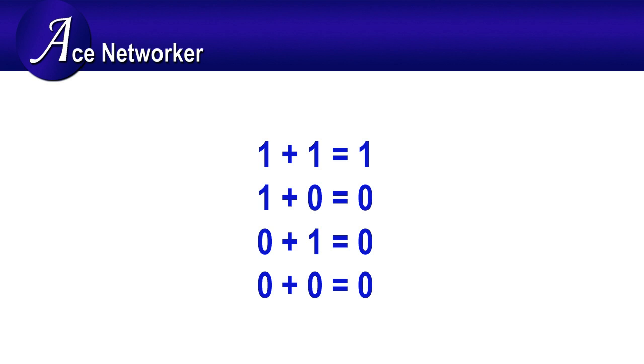As you can see, when ANDing, anything other than a 1 and a 1 is going to equal 0. So the only time you're going to get a 1 when you're ANDing is when you have 2 binary 1s together, 1 and 1. The rest of the time it's going to equal 0. So let's look at this in action.